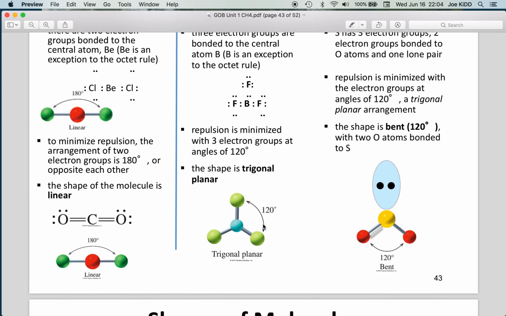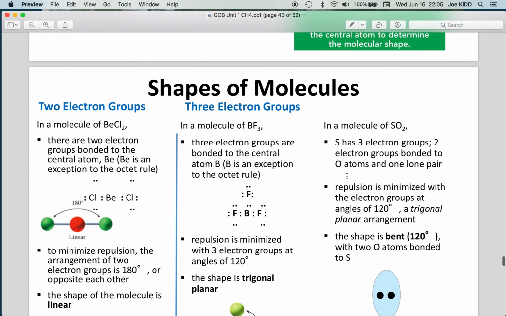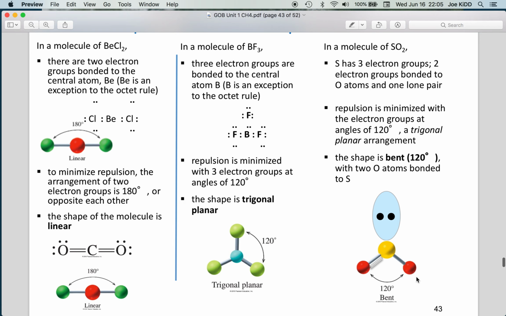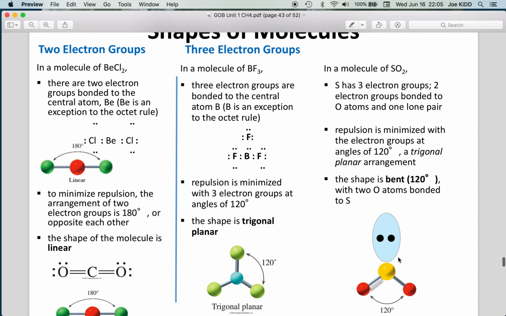It's planar because it's flat. It's flat like a plate. So again, if you took your gumdrops, you'd put one in the center and then 120 degrees flat out from each other. The other way we can have 3 electronic groups is by having 2 atoms and possibly a lone pair. A good example of this is SO2.